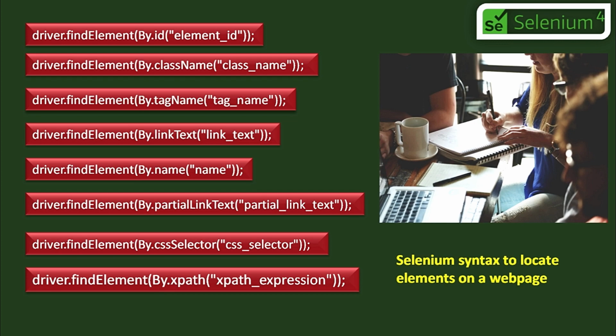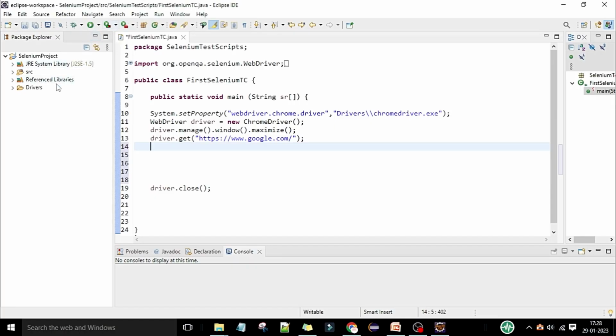Here I am just going to talk about the locators. So driver.findElements, By.id; driver.findElements, By.className, By.tagName. You need to write this statement. This is the complete statement to identify a web element in the DOM of the given web page.